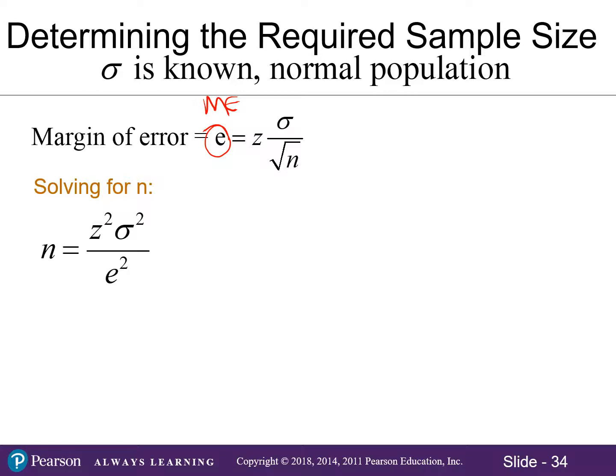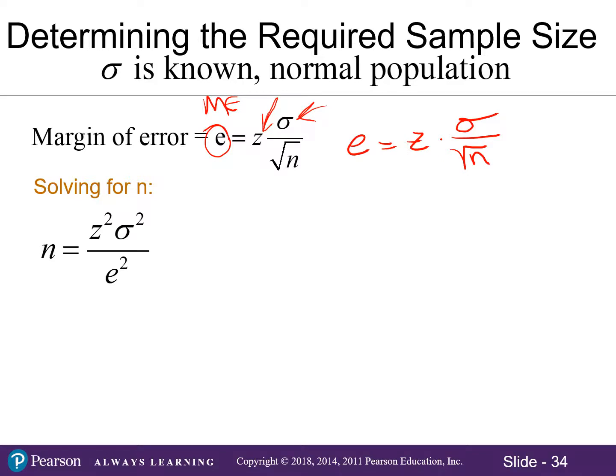If I know how big I want my error to be, say within $100 instead of $700 for the cars, and I know what my spread is and how confident I want to be, which tells me my z-score, I can find my sample size. So I'm going to take this and solve for n. I'll write it over here: E equals z times sigma over the square root of n.